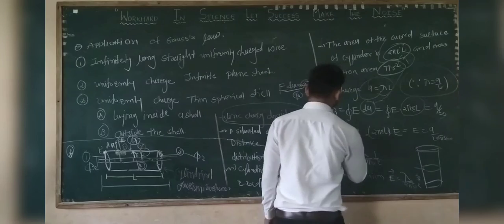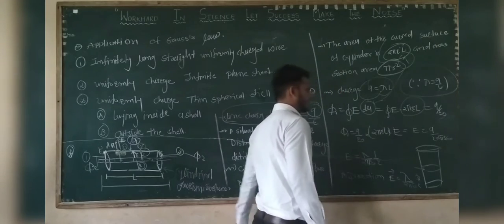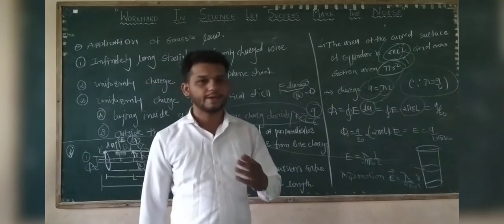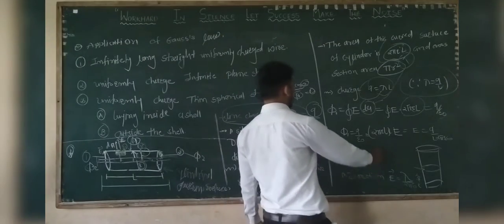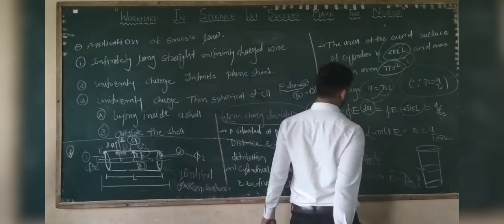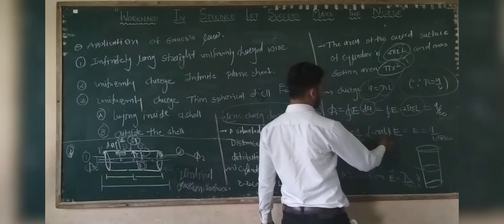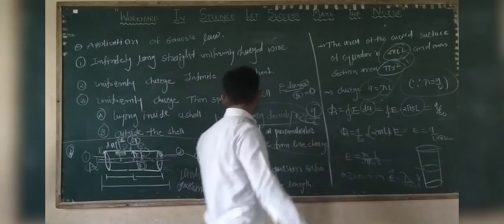So the flux phi is equal to Q upon epsilon 0. But see what will happen: there is 2 pi rl into E. Now we require this whole term, which we have to measure.